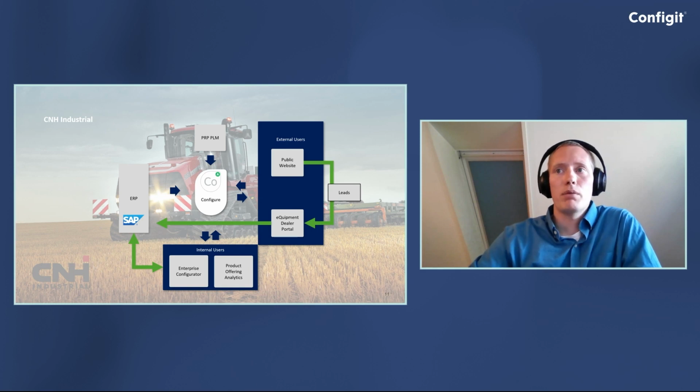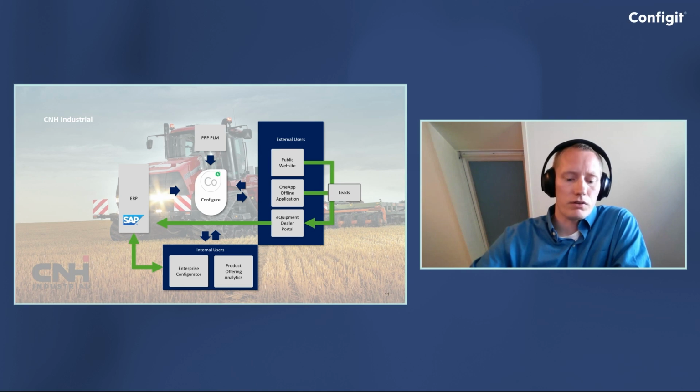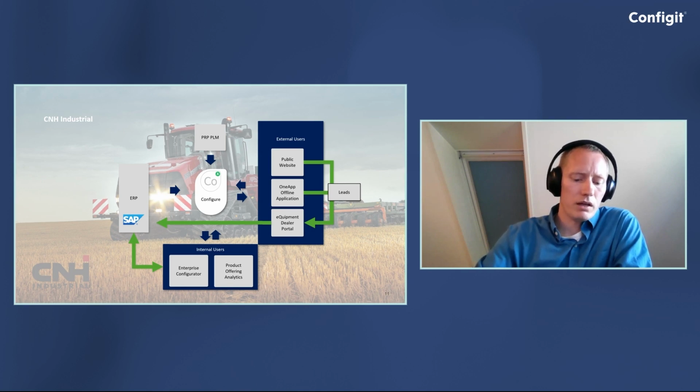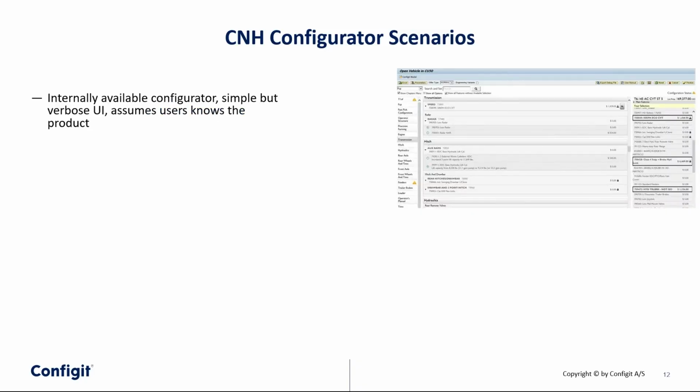Do they have the information that they need? Besides that, they have the public website that can generate leads in their dealer system, and they have this offline tablet application that allows them again to generate leads in their dealer portal, and all of it interacts with the same ACE Configure instance.